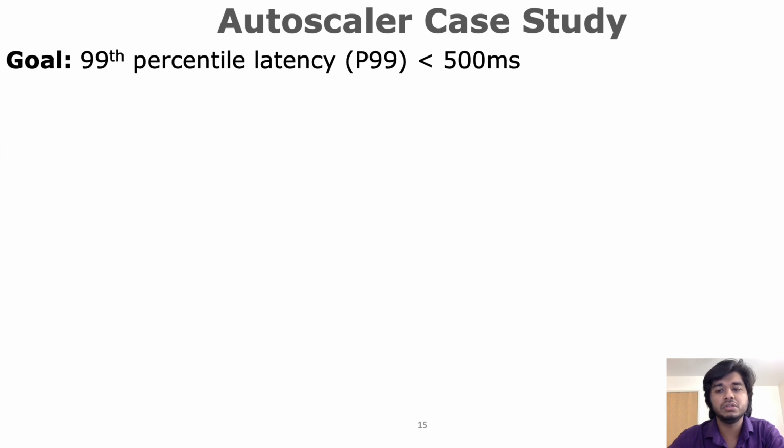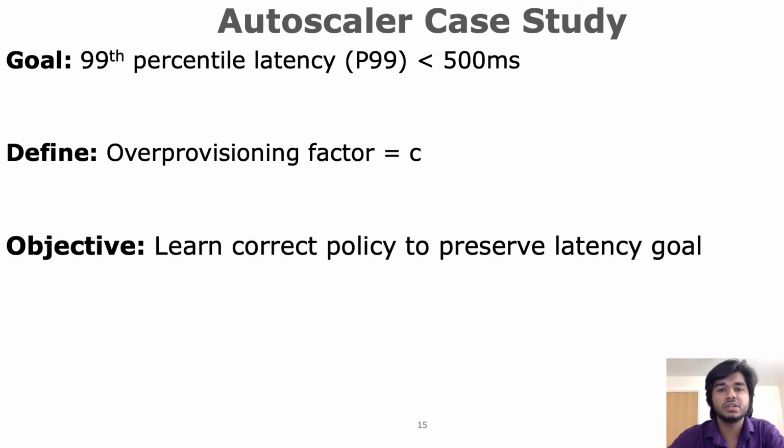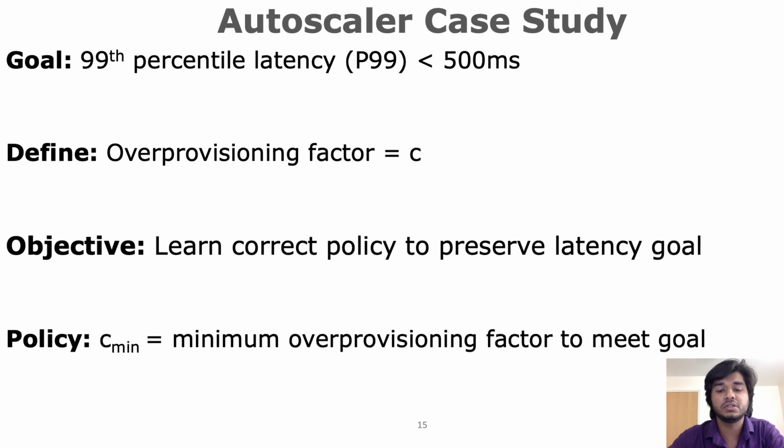It would also need to over-provision the number of nodes by a factor of C to make sure the goal is met even when faced with a sudden increase in traffic. The objective of this case study is to learn the correct autoscaling policy from the downscaled traces to preserve the latency goal in the production setup. In this case, the policy to learn would be the minimum value of the over-provisioning factor C that would enable the production setup to meet the latency goal. Next, we describe how we conduct our study.